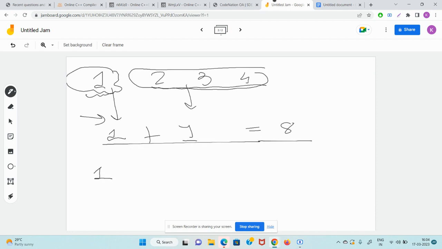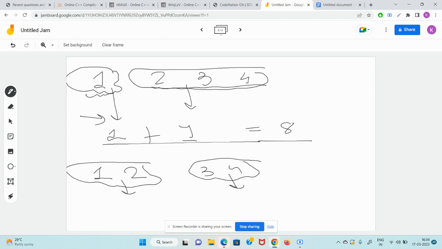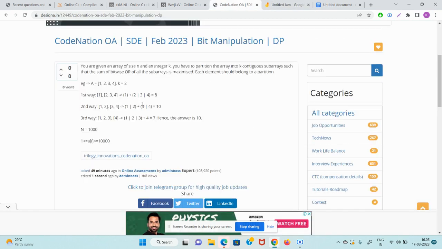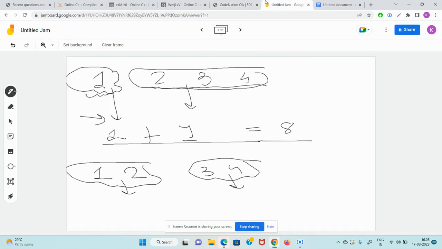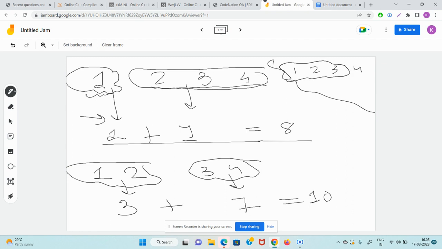The other method is that I take the first two numbers. The bitwise OR of 1 and 2 is 3, and of 3 and 4 is 7. So the answer is 10. There is one more way in which you take the first three numbers in the first part and the last number in the last part. The last part remains 4 only, as nothing else is there, and the OR of 1 to 3 is nothing but 3. So it will come out to be 7.